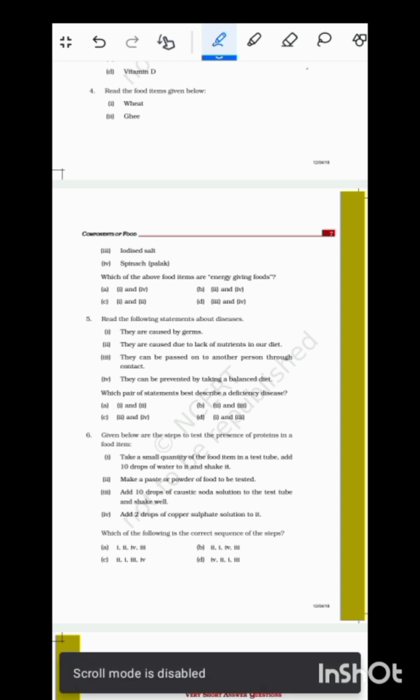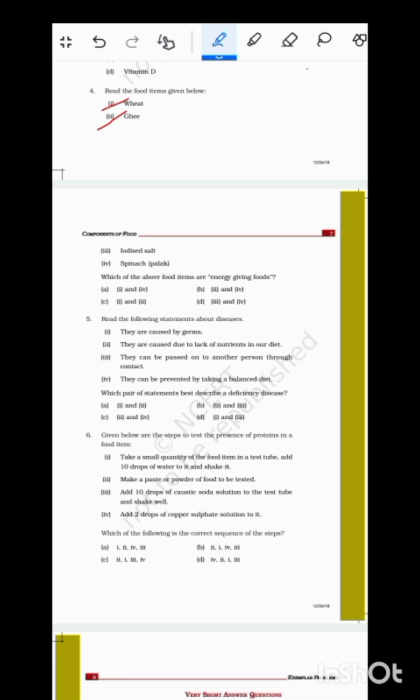We know wheat contains carbohydrate, ghee contains fat, iodized salt contains minerals, and spinach contains dietary fiber and some amount of water. So we have to seek which answer has 1 and 2 in it. The right answer would be option C, 1 and 2.